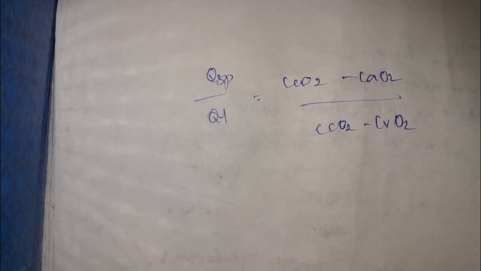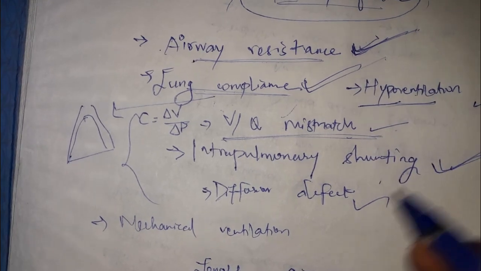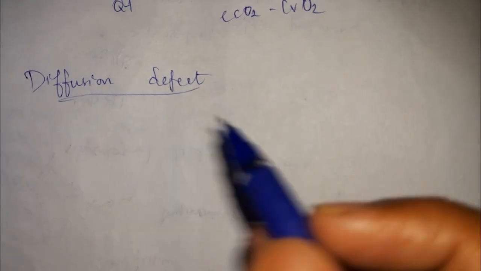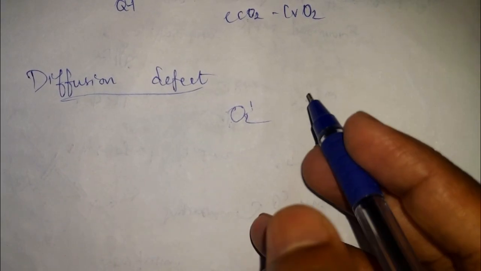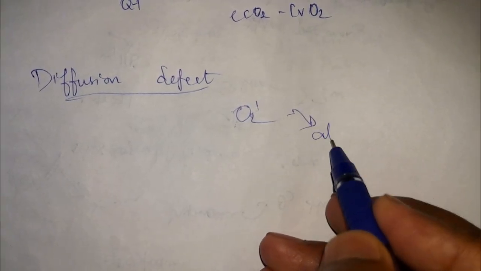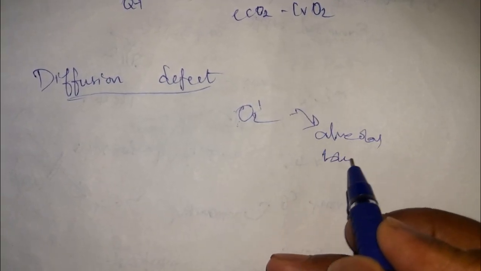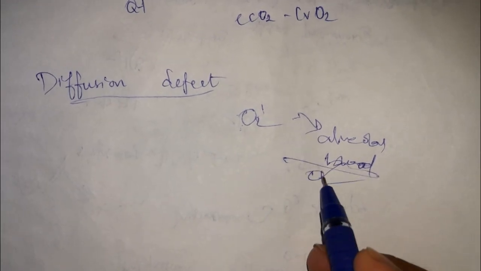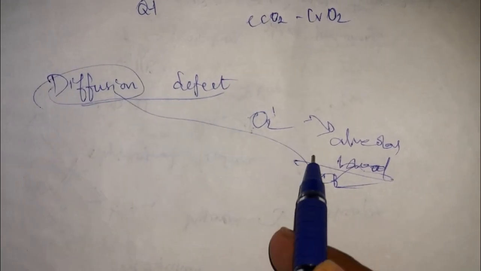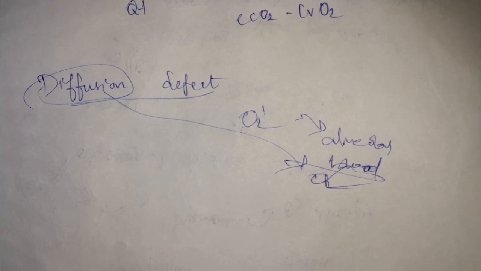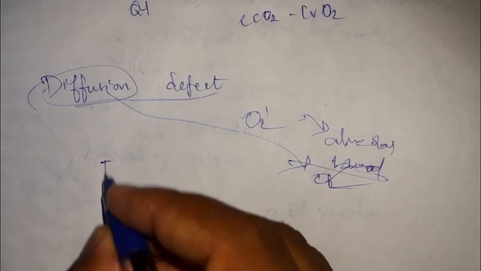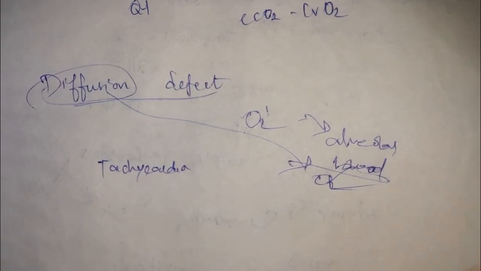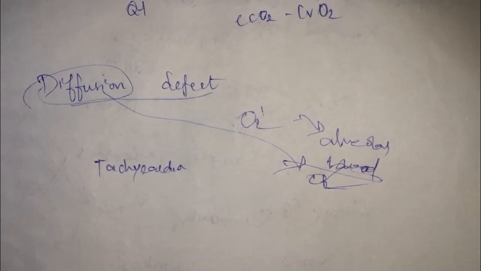That is a diffusion defect. We talked about intrapulmonary shunting, and diffusion defect is the last one. When oxygen comes to the lung, then diffusion happens. Inside the alveoli there is blood, and that blood is going to get the O2 through the process of diffusion. For example, in tachycardia the heart rate is high, so the blood comes fast, and at that time the diffusion does not happen.